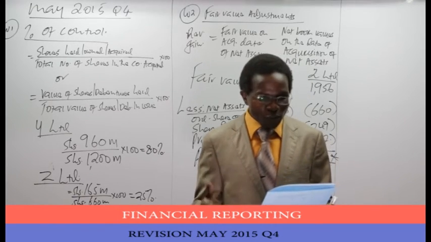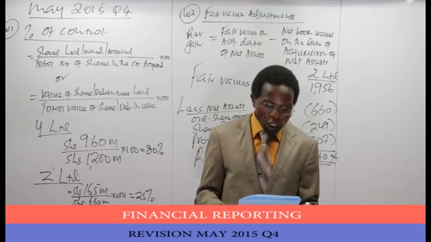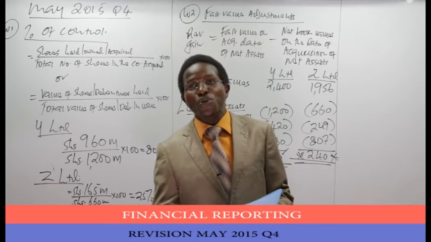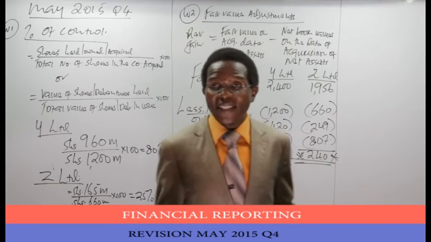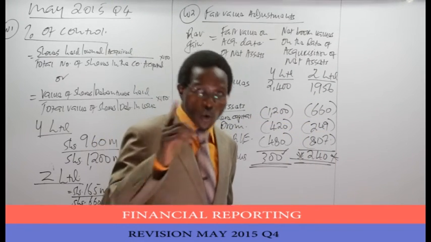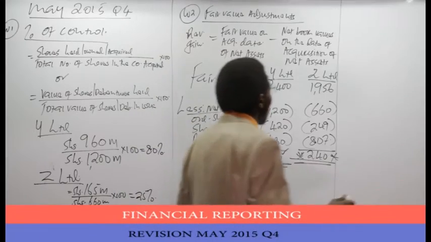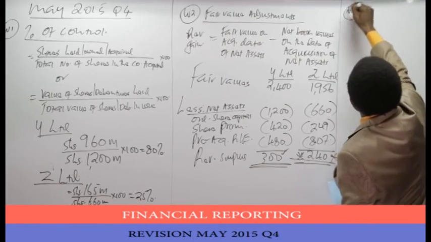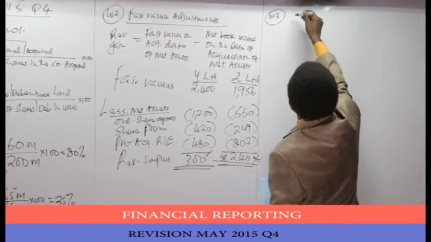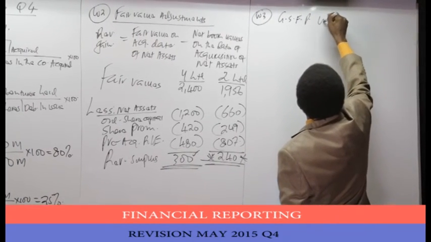That's good. So we have come to the end of a summary or explanation of what is required. So what we need to do is only the necessary adjustments. One of the necessary adjustments, we need to determine goodwill. So I'll come to this point and say working 3, group statement of financial position workings.